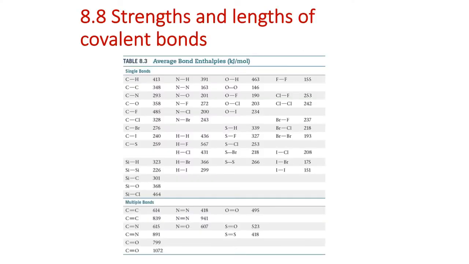And the last topic in Chapter 8 is actually revisiting a topic from Chapter 5, bond strengths. So we see a bond strength chart here. One of the things I wanted to point out is if you compare CH to OH to FH, where's FH? Right over here. In comparing those three bonds, we're going from a non-polar or not very polar CH bond to a more polar OH bond to an even more polar HF bond, and the bond strength is increasing.